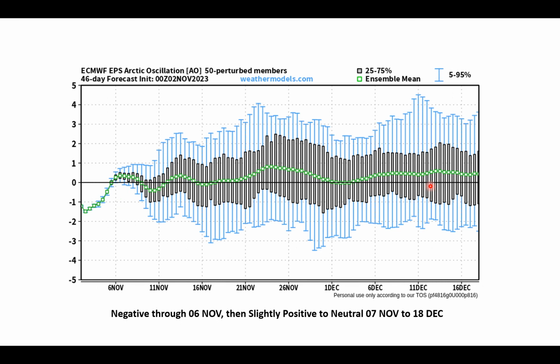European EPS, this is a 50 perturbed member, 46-day outlook all the way out to 18 December, showing the negative phase of the AO currently through the 6th of November. Then we play this game where it's either slightly positive to neutral, a little dip here, slightly negative. And so in general, I'm calling this slightly positive to neutral from the 7th of November right to the 18th of December.